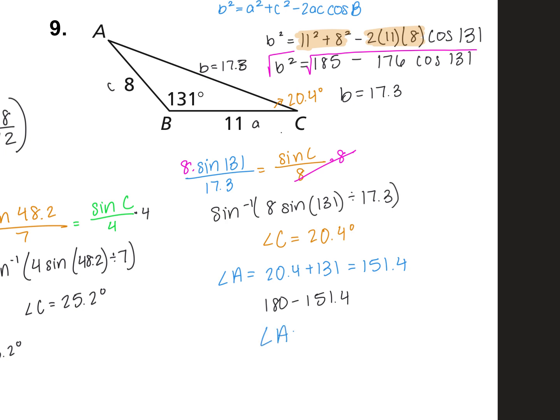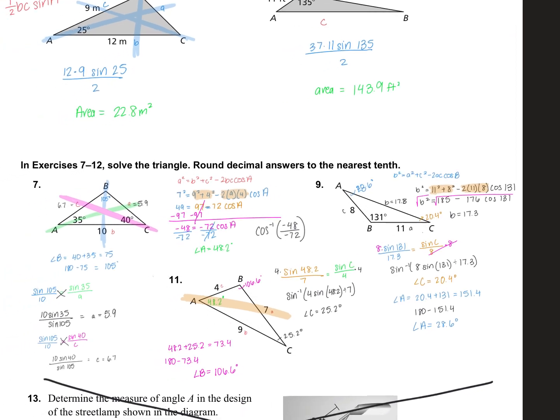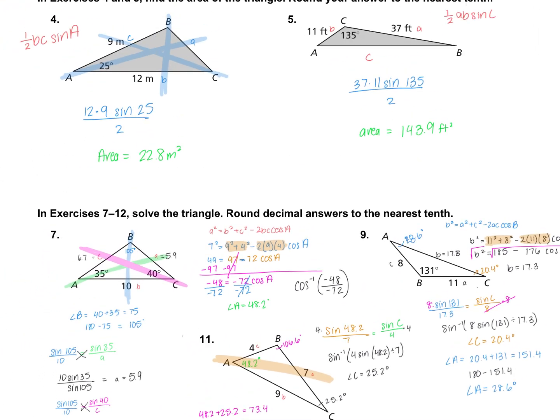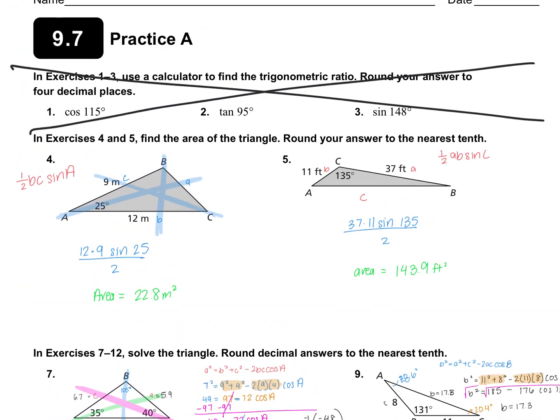Angle A is going to equal 28, oops, not 88, 28.6 degrees, and those should be your answers. Again, you will get one of these types of questions on your test. And if I'm not mistaken, I believe this one could be a multiple choice one, but again, you are going to be given the formulas for that.